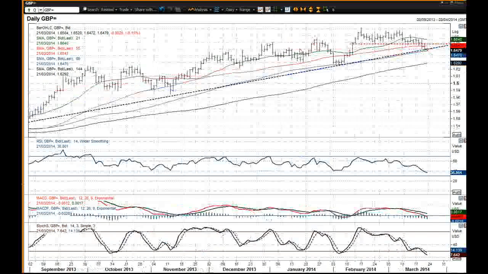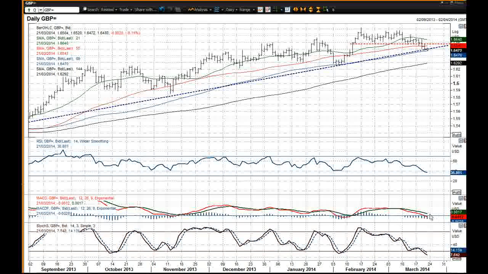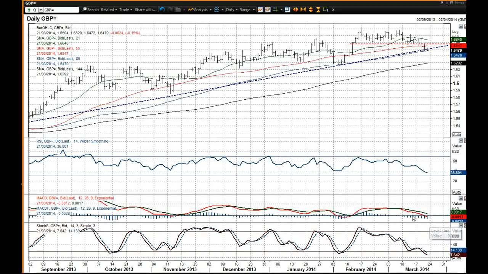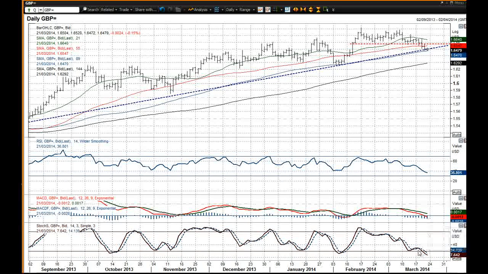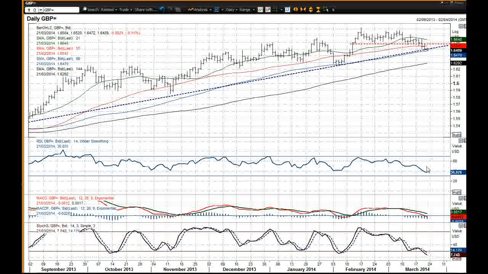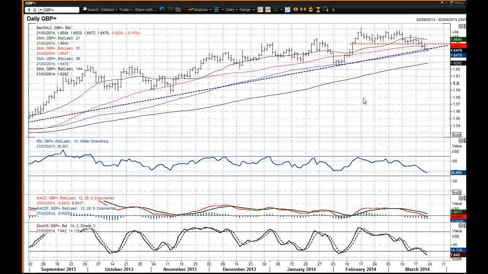The momentum indicators are all... I mean, you'd argue that the MACD lines are still slightly in bullish configuration, but are falling away, so that's not looking increasingly that great. And stochastics are also in negative configuration. The RSI is also continuing to fall away, so the outlook is certainly under pressure on this medium-term basis, and really the bulls need to fight for this one now. So it's a very interesting time for cable on a medium to longer term basis anyway.